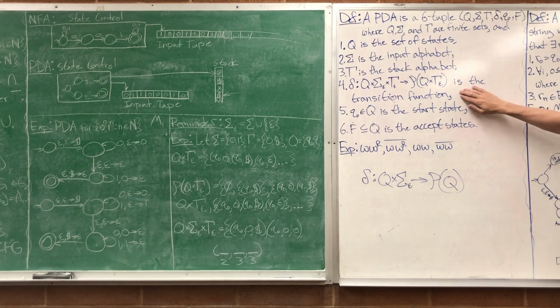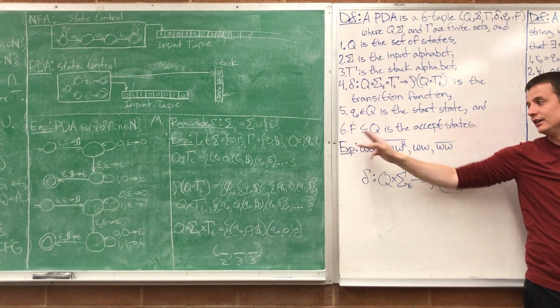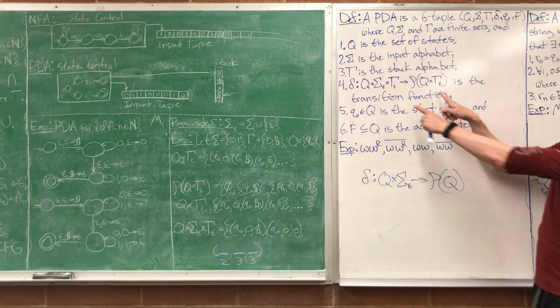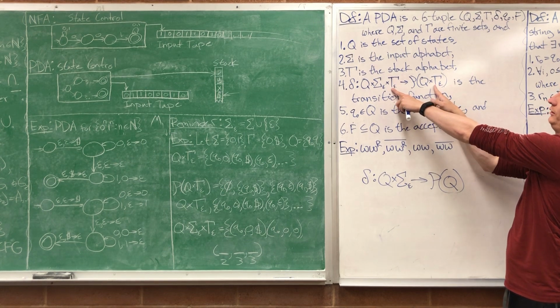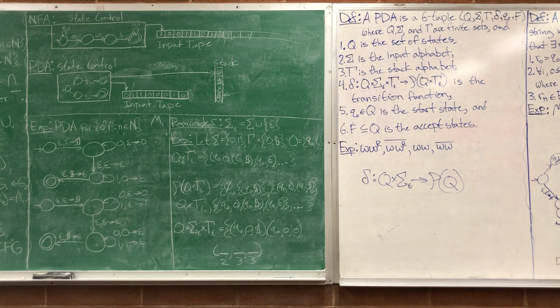Okay, so that's our transition function. Finally, once again, q naught is our start state, and F, a subset of Q, is our accept states. You can have multiple accept states. So almost identical to the definition of an NFA. The only difference is we got the cross gamma sub epsilon there, and number 3 is the only difference in definition.